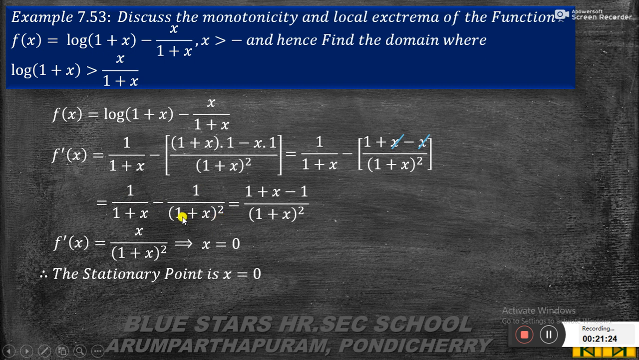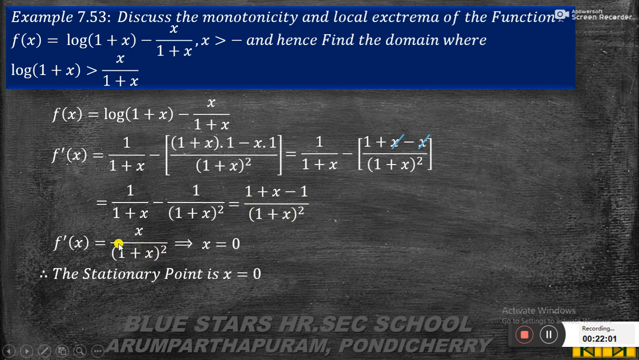Now I take the LCM, (1 plus x) whole square. In the first term I convert to (1 plus x) whole square, so I multiply and divide by (1 plus x). So I write the numerator (1 plus x) minus the second term, whose denominator is the same as the LCM, so no changes: the numerator is minus 1. So (1 plus x minus 1) by (1 plus x) whole square. The 1 minus 1 cancels, so x by (1 plus x) whole square.